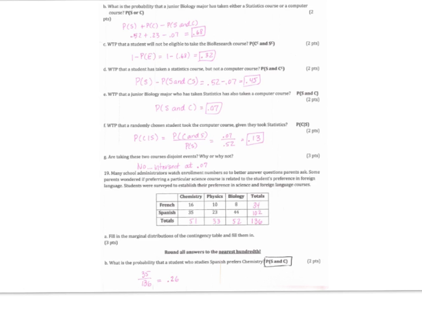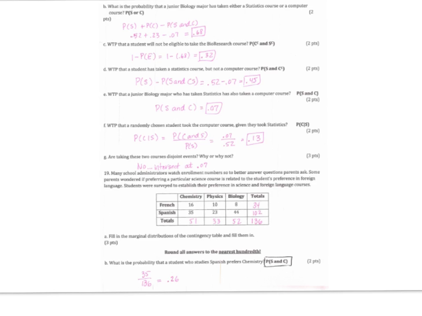For number 19A, yes, filled in that. You guys did a good job. B, so I ended up not counting B because I saw what a lot of you were doing. I gave you the probability statement that I wanted. I wanted the probability of Spanish and chemistry. Most of you read this as a conditional, though, even though I didn't write it as the conditional.